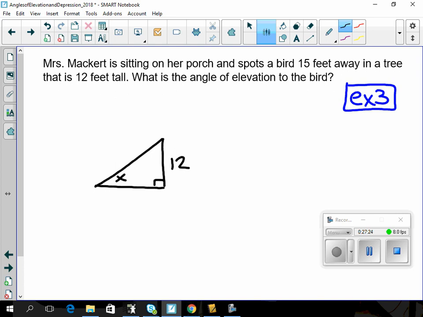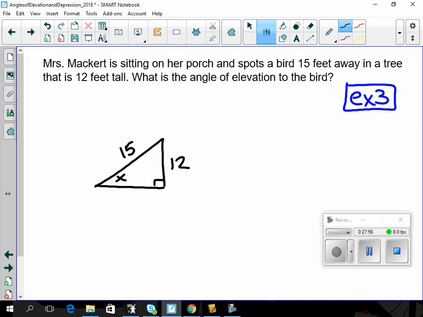The tricky part is that she spots a bird 15 feet away. It doesn't say that she's 15 feet away from the base of the tree. It doesn't say she's horizontally 15 feet away from the tree. It says she sees it 15 feet away. Do you agree? So to me, it's kind of tricky about this problem, but I read it as 15 should go here. Her line of sight is 15, okay?